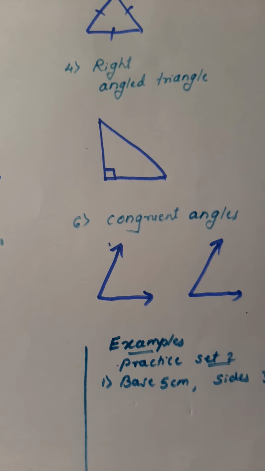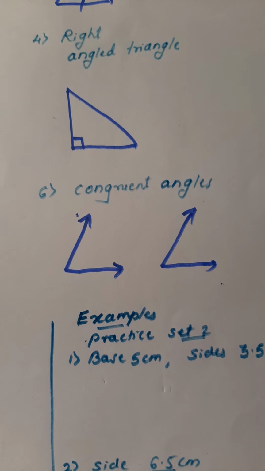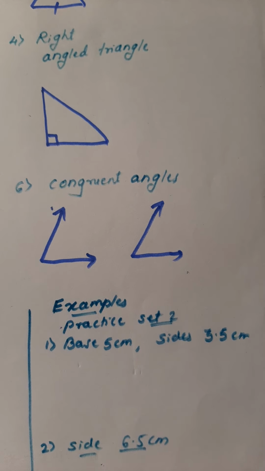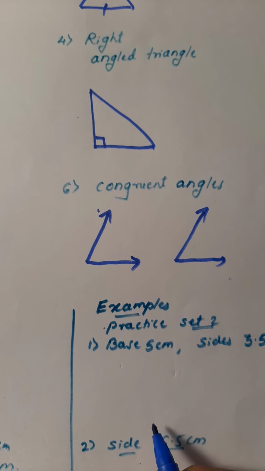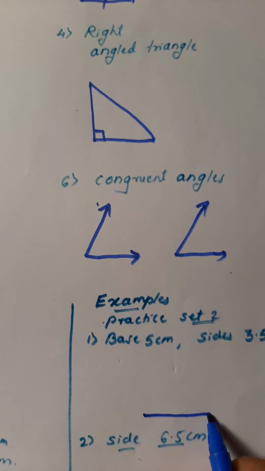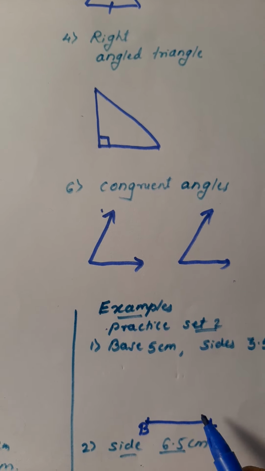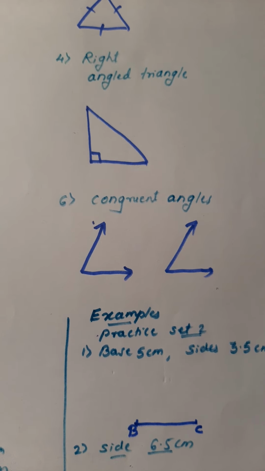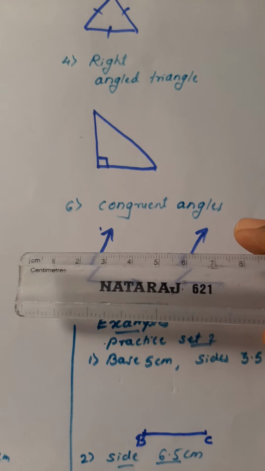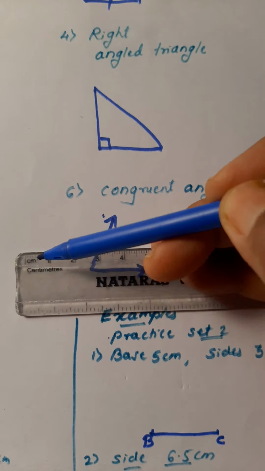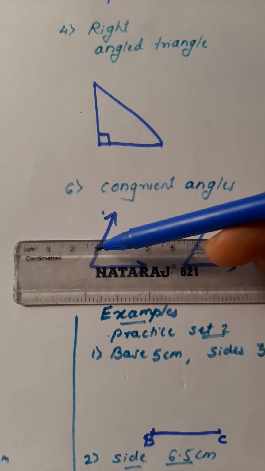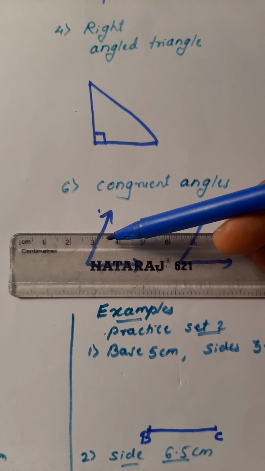Now I will take practice set number 2. Okay. Now in this question, the base is 5 centimeter and the side is 3.5 centimeter. You can understand this. With the help of a scale, we can draw a 5 centimeter line. Give the name BC. Take a rounder. Make 3.5. With the help of a scale, put a pointer on the 0. And 3.5 means 3 and 4 in between, there is one small line.